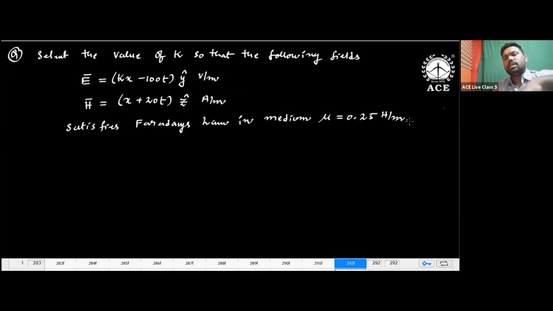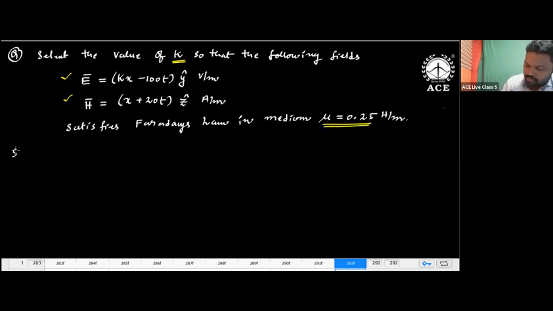So you need to use the differential form of Faraday's law. It is already said that E and H satisfy Faraday's law. The question is to select the value of K, that means you need to find the K value. E and H are given, and it is also said that they satisfy Faraday's law in the medium where mu is equal to 0.25 Henry per meter.